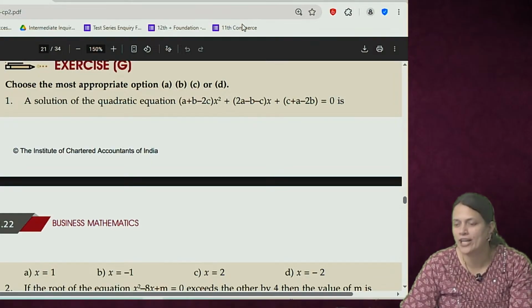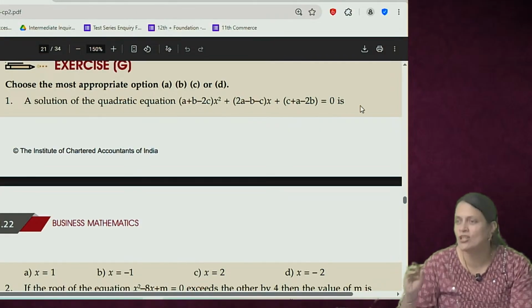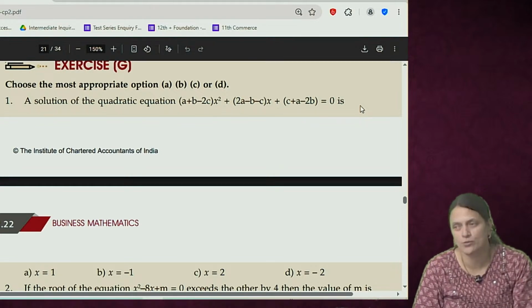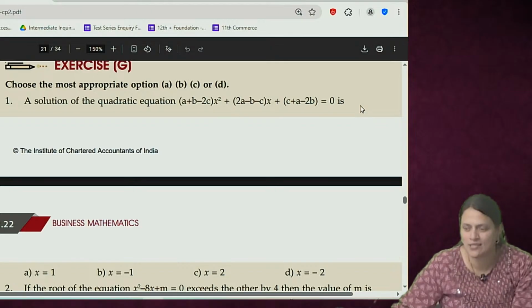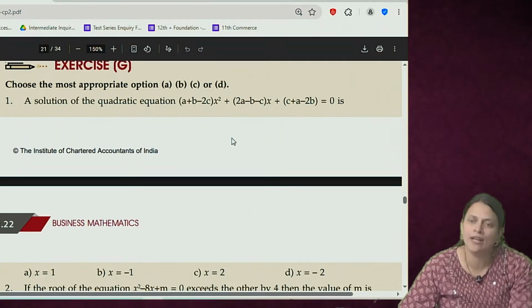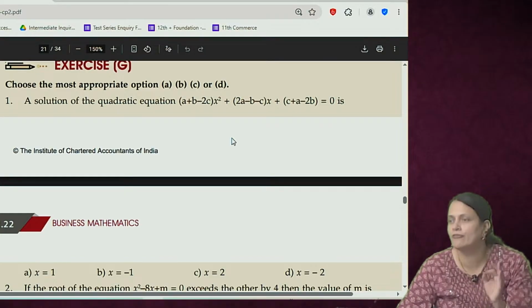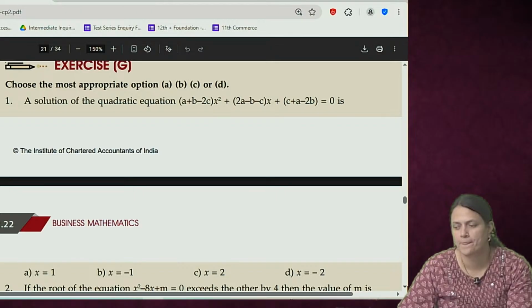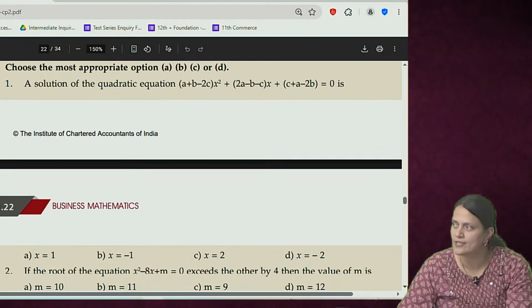A solution of the quadratic equation (a + b - 2c)x² + (2a - b - c)x + (c + a - 2b) = 0. So compare this equation with the original equation ax² + bx + c = 0, and solve by the method of substitution. Find out which answer, when you substitute, gives the left hand side equal to the right hand side. That will give you the correct answer. So do it. Find out which option is correct.